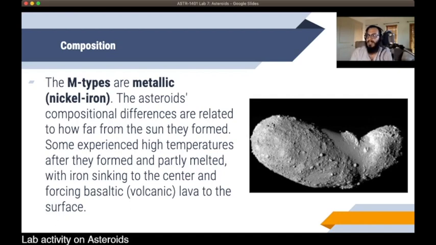And the asteroids' compositional differences are related to how far from the sun they formed. Some experienced high temperatures after they formed and partly melted, with iron sinking to the center and forcing basaltic or volcanic lava to the surface.